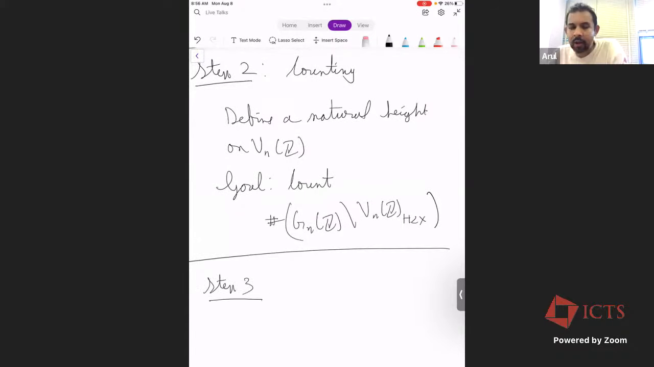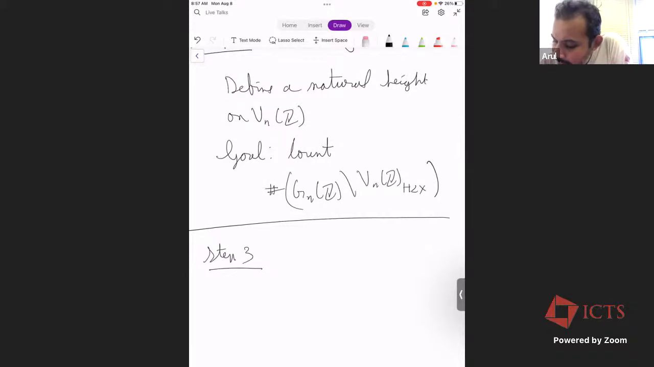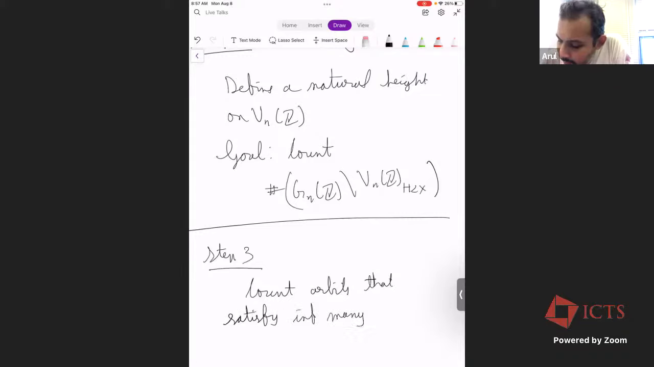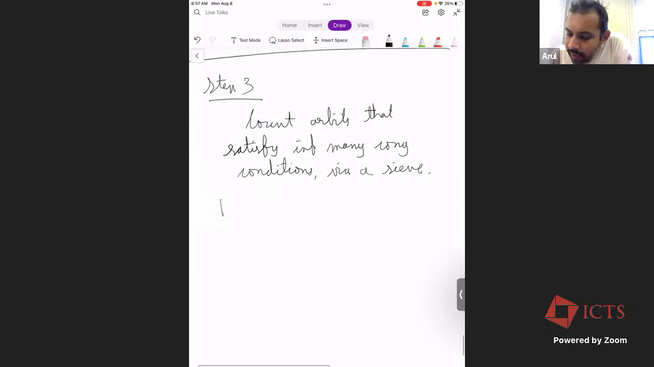So step 3 will be relating the number of these orbits to the number of equivalence classes, and what's more, counting only certain ones. Step 3 will finish the proof, but what we will have to do here is count orbits that satisfy infinitely many congruence conditions. And we will do this via a sieve. And once we've carried out this sieve, we will recover our main results using a mass formula.